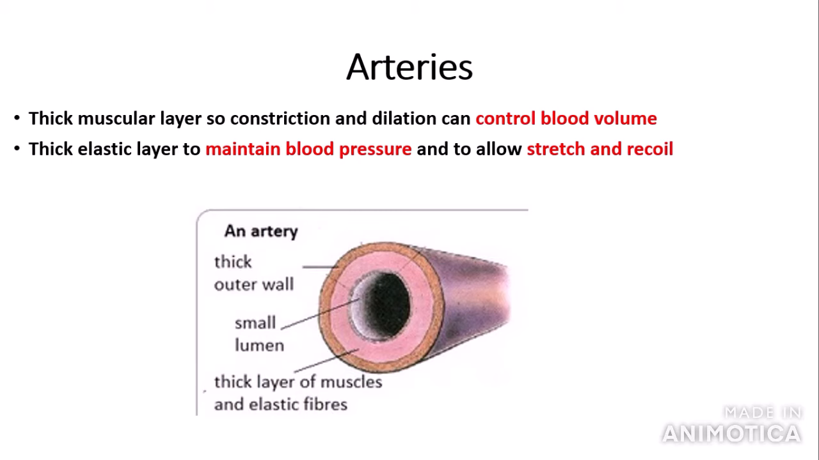Arteries also have a thick elastic layer to maintain blood pressure and to allow stretch and recoil. The maintenance of blood pressure is important for the same reason that I mentioned previously. And stretch and recoil also maintains blood pressure and allows the maximum oxygen and nutrients to be delivered to tissues. Also, the arteries have a very thick wall to prevent bursting due to high pressures within the arteries.